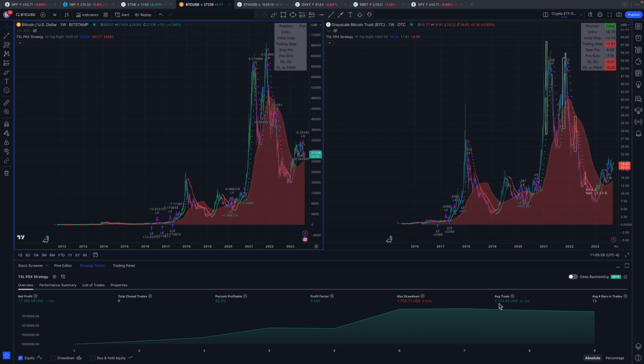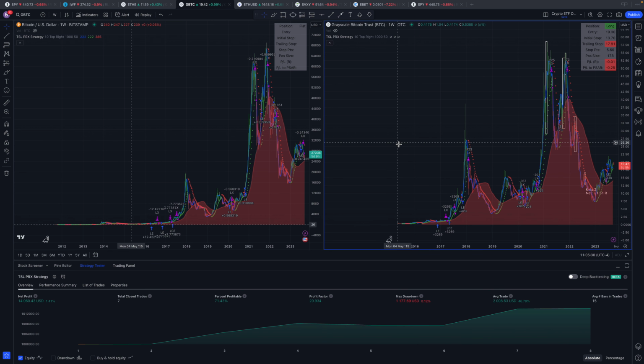So let's take a look at what GBTC looks like now. We have 7 trades, 1 fewer trade, 14 in net profit, a high percent profitability of 71.4, profit factor of 20.9, which is super high. Again, a very low maximum drawdown, minus 1.17, and an average trade of 2.